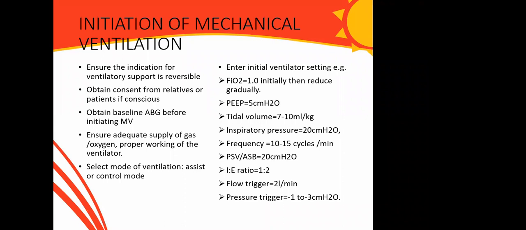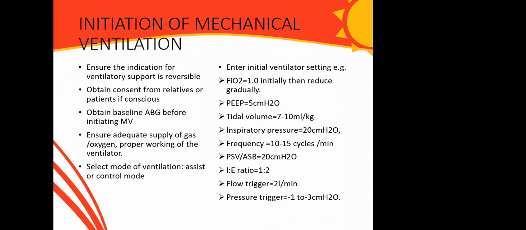Then you must decide what kind of mode of ventilation. Am I going to assist this patient, or am I going to take over the patient's breathing completely? Then you want to enter your ventilator setting. And we're going to come to that as we go on.